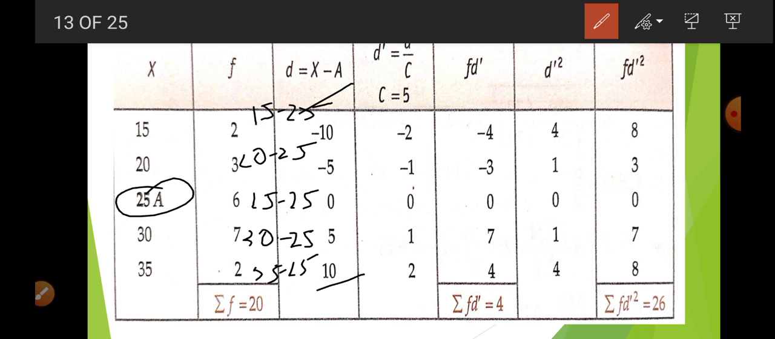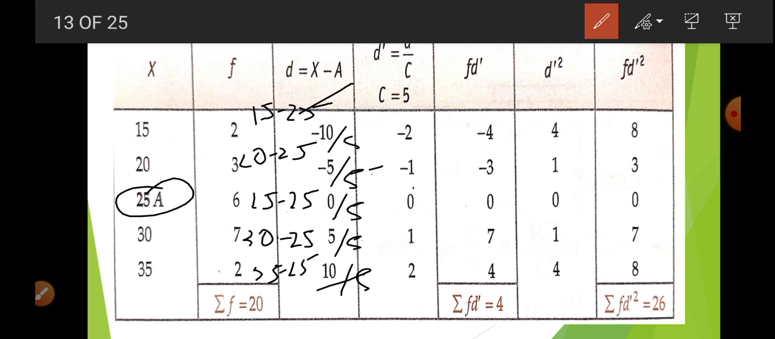Now we have to calculate d dash. You can see that minus 10, minus 5, 0, 5, 10, all these numbers are divided by 5. So we consider 5 as the common value. Now divide by 5. Minus 10 divided by 5 we get minus 2. Minus 5 divided by 5, minus 1. 0 divided by 5, 0. 5 upon 5, 1. 10 upon 5, 2.